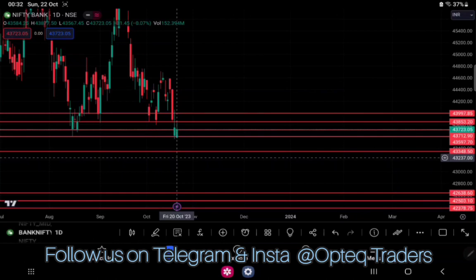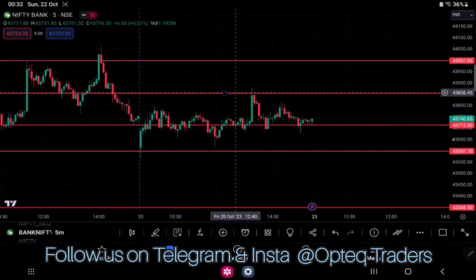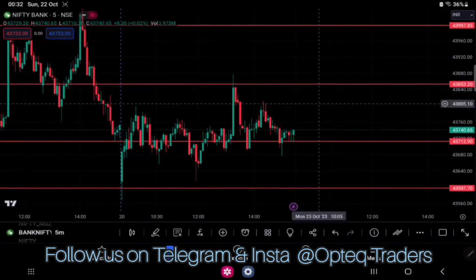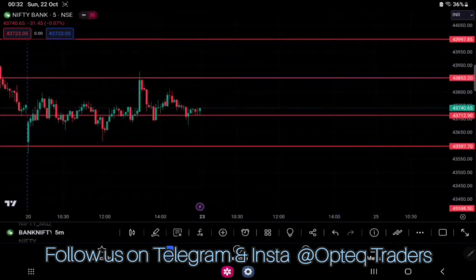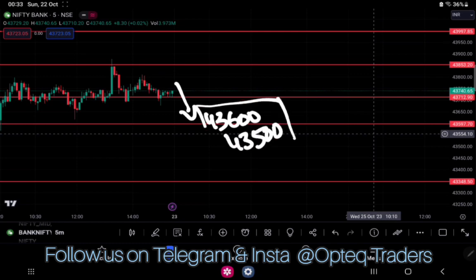So on Monday, imagine we have a gap down. Let me put a 5-minute chart. Okay. So on Monday, if we have a gap down opening at 43,600 or 43,500 levels, wait for a pin bar candle.